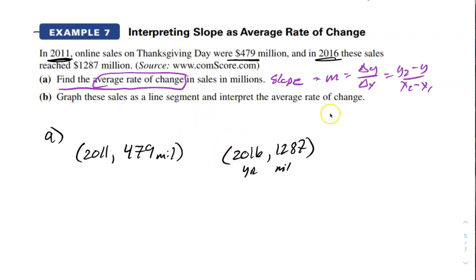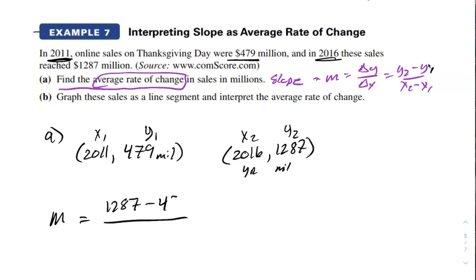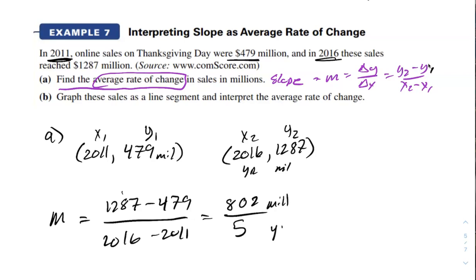So if I want to find the slope, the rate of change, I just use the equation: y2 minus y1 over x2 minus x1. Here's x1, y1, x2, y2. Remember, it doesn't matter, you could switch these two and get the exact same answer. So using the equation, 1287 minus 479 over 2016 minus 2011. When it's an application problem, you're always allowed to use a calculator. I don't have one on me, so I'm just going to do this by hand. So 802 over 5, again in millions per year.